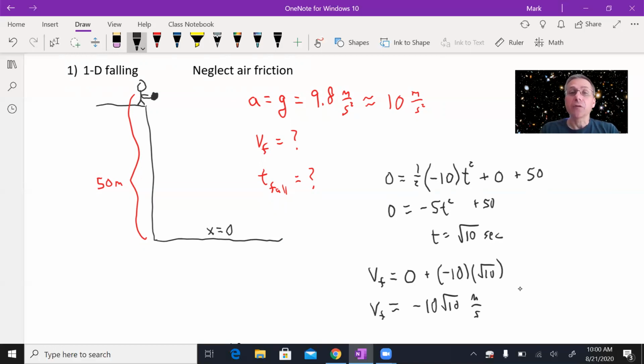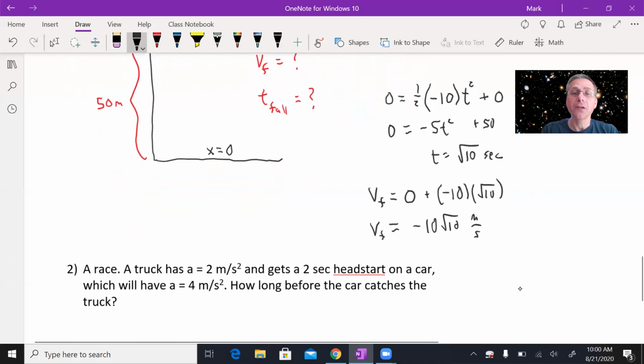Okay. So the moral of the story is be careful of signs. Think about what your positive direction is, what your negative direction is, and which direction each of these different variables points, the acceleration and your velocities. Okay.